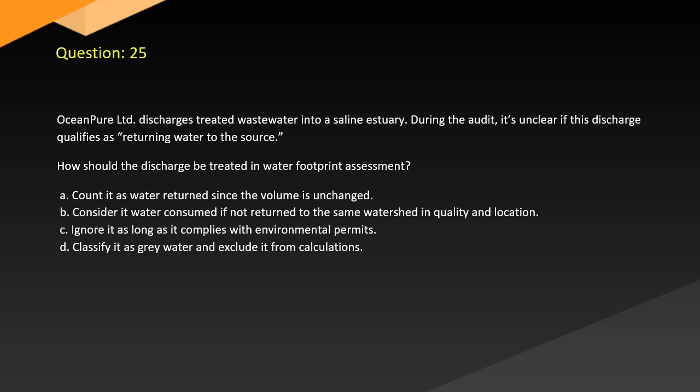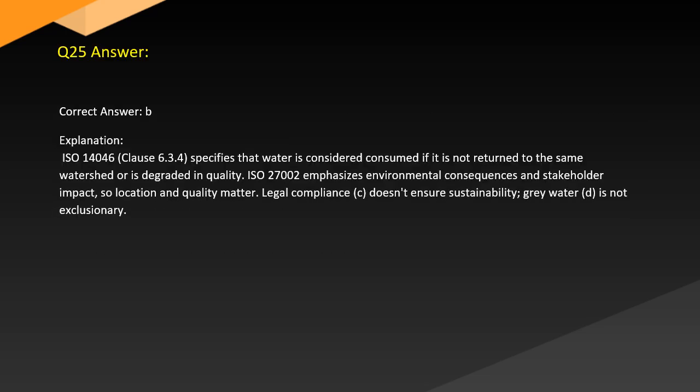D. Classify it as grey water and exclude it from calculations? Answer. Correct answer: B. Explanation. ISO 14046, Clause 6.3.4 specifies that water is considered consumed if it is not returned to the same watershed or is degraded in quality. ISO 27002 emphasizes environmental consequences and stakeholder impact, so location and quality matter. Legal compliance, C, doesn't ensure sustainability. In grey water, D is not exclusionary.